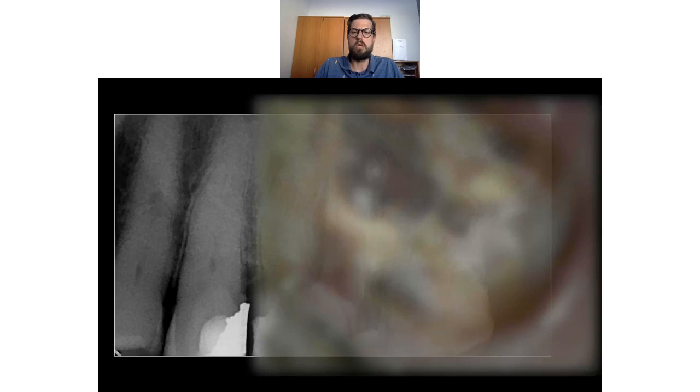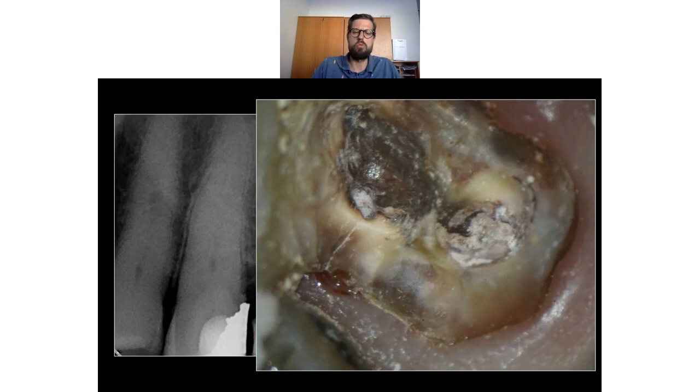As we do it, we see this is the case, and we see here also a fracture that is coming from the cervical area and then it's going to the distal buccal. And we see no ferrule here, so for me this was a case for extraction, so no endo, and that was extraction, and we can do an implant here.